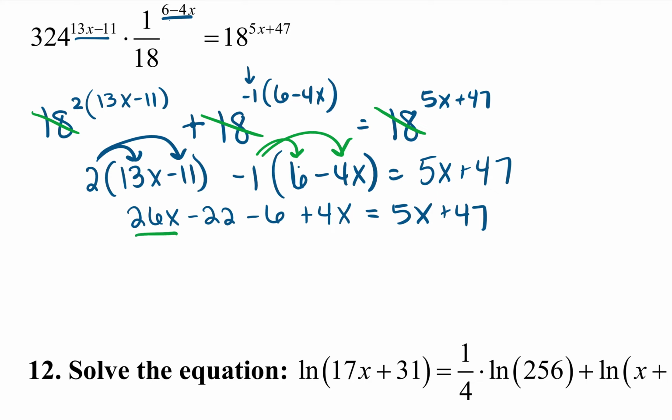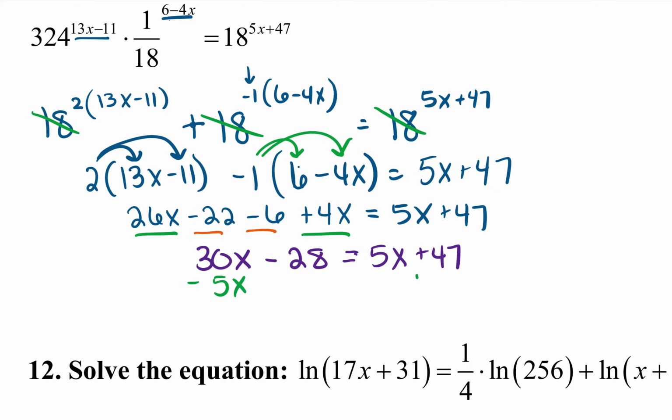I have 26x plus 4x. That gives me 30x. I have minus 22 minus 6. That gives me minus 28 because they're both negative, right? Equals 5x plus 47. Now you want to move x, all the x's to one side. I move the smallest x every time just to make it positive. You don't have to, but it definitely makes it easier.